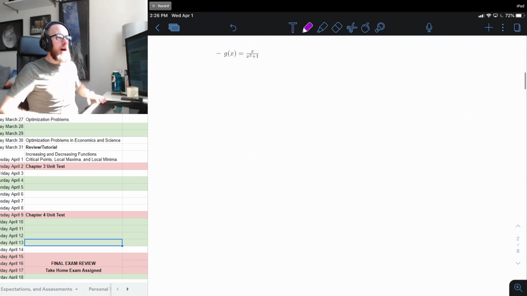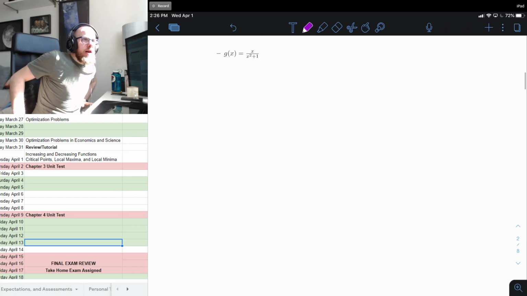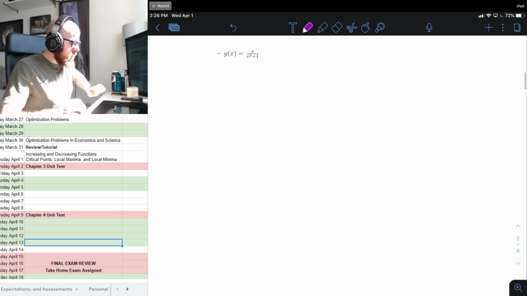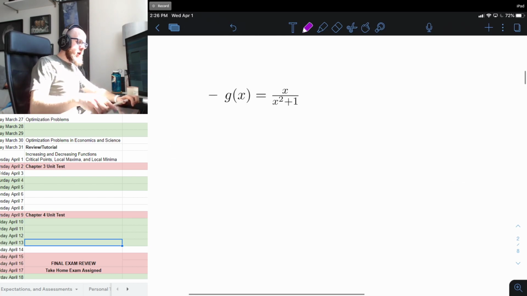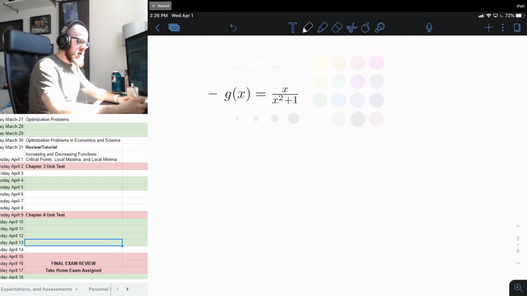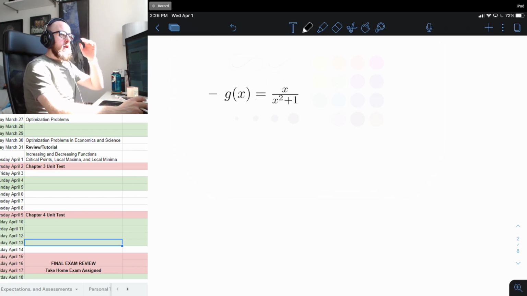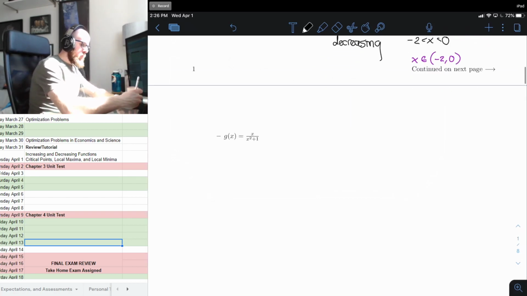Okay, so I have another function here. So g at x is equal to x over x squared plus 1. All right, and same idea. We're going to figure out when this thing is both increasing and decreasing. All right. So I'm going to just kind of blaze through the steps here.